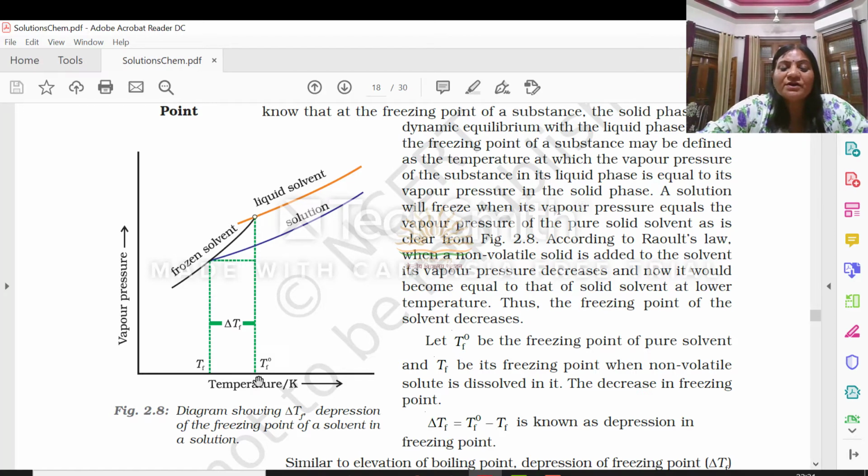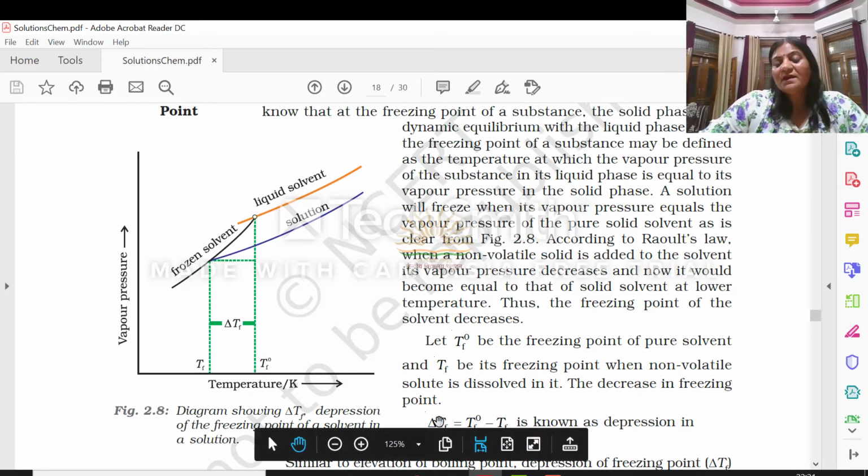This is the freezing point of pure solvent. This is the freezing point of solution containing non-volatile solute. Now this is pure solvent, this is freezing point. Now the total vapor pressure decreases by the addition of the non-volatile solute. Then the freezing point of the solution containing non-volatile solute also decreases. This is called depression. Now frozen solvent, and it is denoted by delta TF.